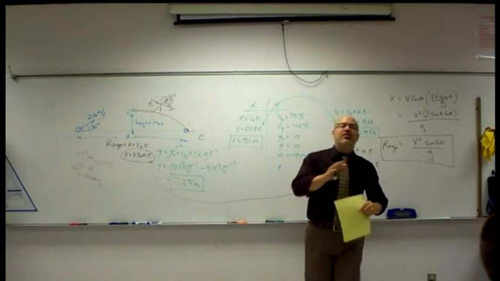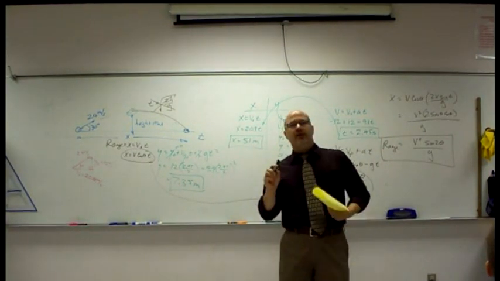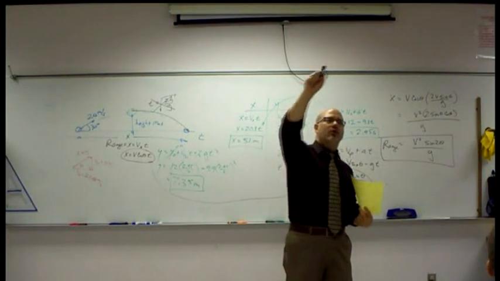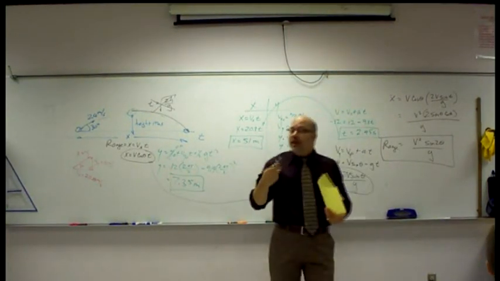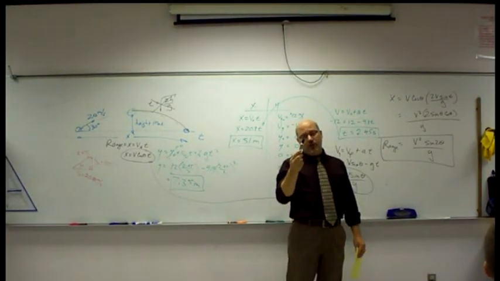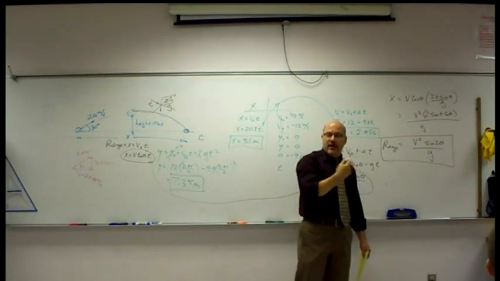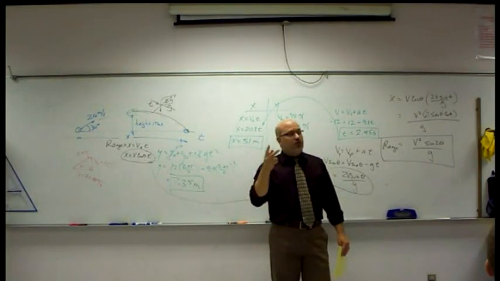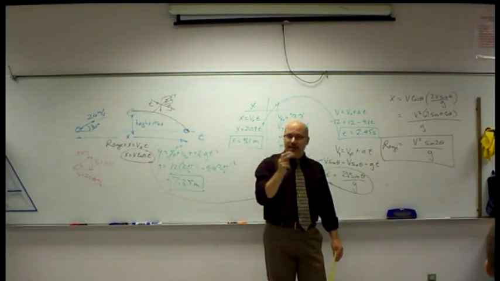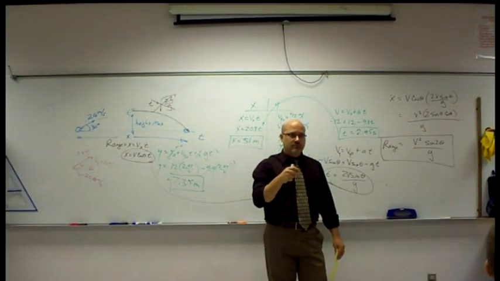Okay? So in theory, no air resistance. If you launch something at a 45-degree angle, it will go as far as possible. That means that if you launch it at a higher angle than 45 or less than 45, it will go at a shorter range. And there are, in theory, two angles that you can launch something and it lands at the same spot.